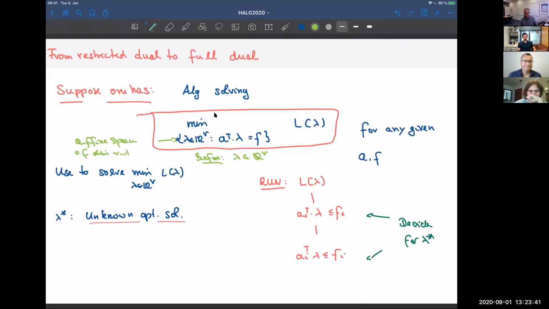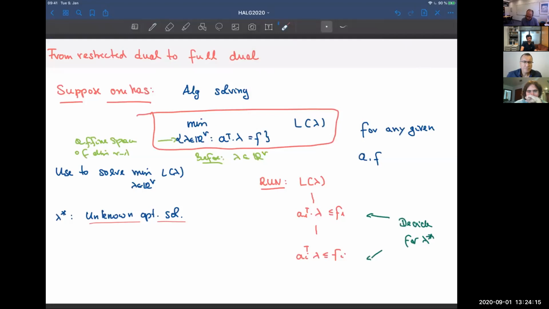And now suppose I have such an algorithm, then I can find the optimal lambda as follows. Look, what I do is I run the algorithm that evaluates L(lambda), but I will answer all the queries as if they were for the optimum lambda star. Okay, how can I do this? I can do this with my algorithm that is solving the restricted Lagrangian.